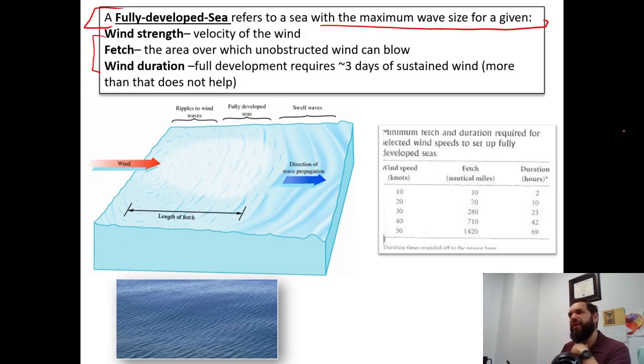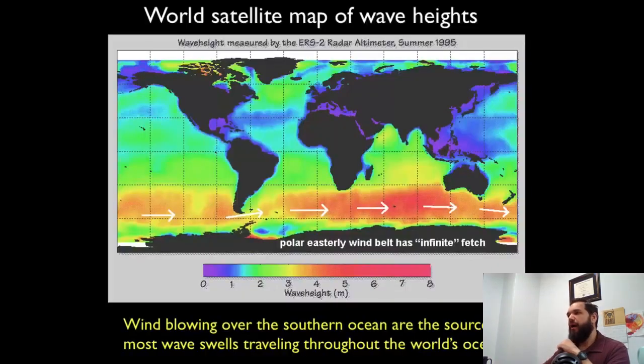Okay, for wind duration, to get a fully developed sea, you often need 3 days of sustained wind. You can't have more than 3 days because after 3 days it just doesn't do anything. The conditions on Earth are such that you never get more development after 3 days. So 3 days is the maximum. Okay. Now take a look.